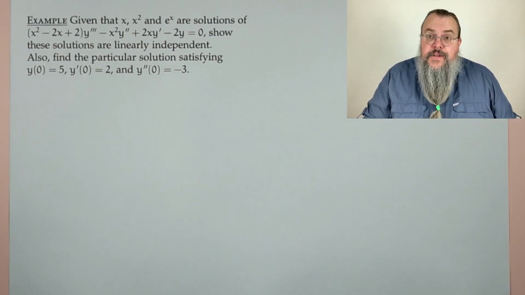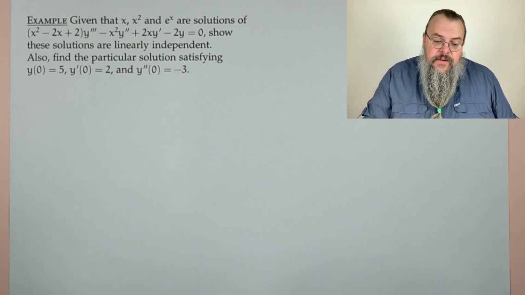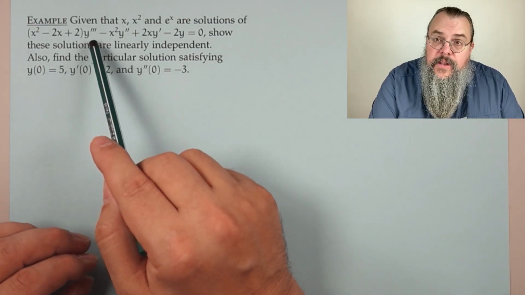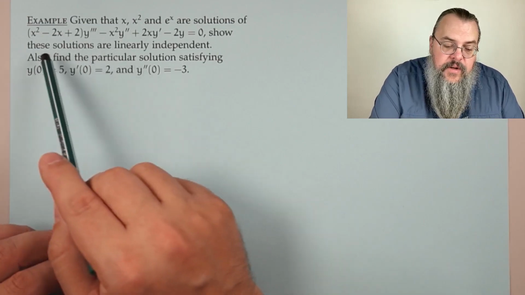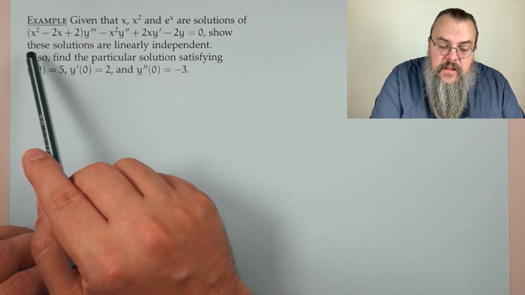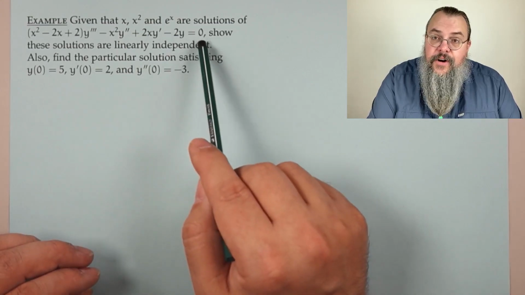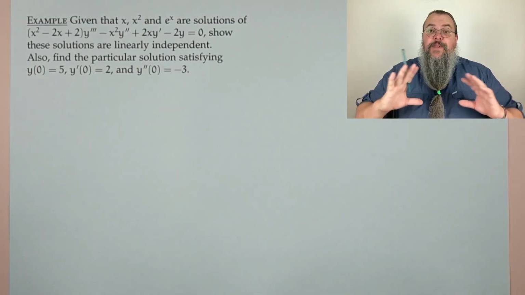Now, good news is, what do we have? Well, we have a third order differential equation. That's what that third derivative tells us. But notice it's a linear third order differential equation, and it's also homogeneous. These are things we like.